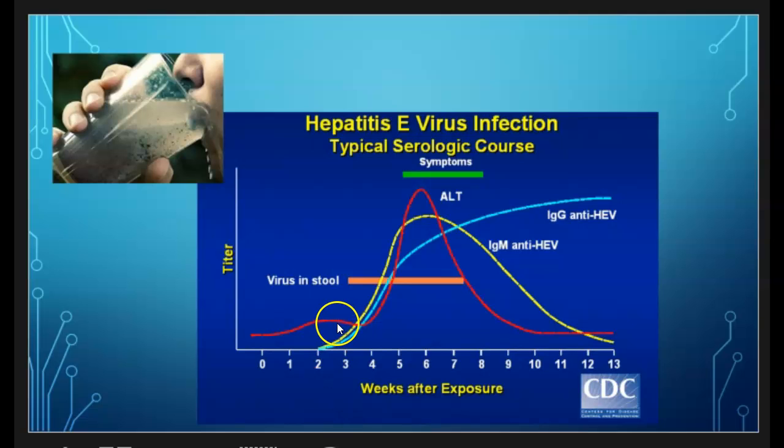And so you can see how the liver enzymes rise. So this would be your ALT. It's a liver enzyme that's rising with hepatitis E. This is the IgM, the yellow. See, it starts first. And the IgG starts about the same time, but it takes a little longer to get up to detectable levels.